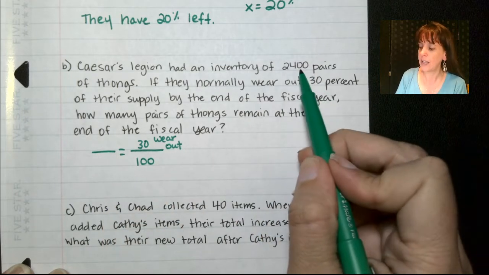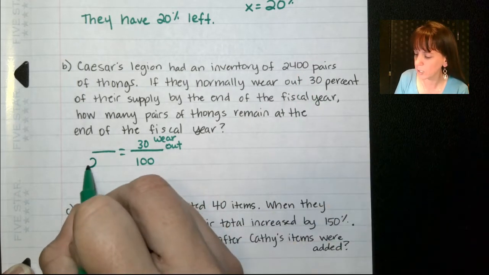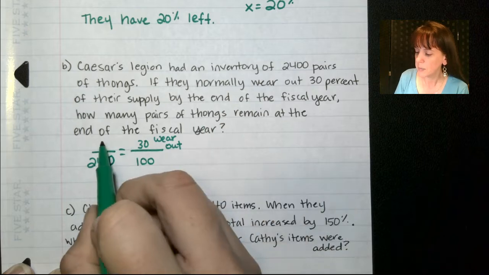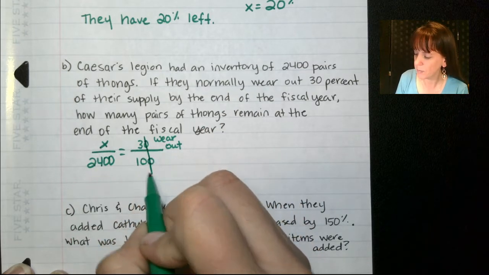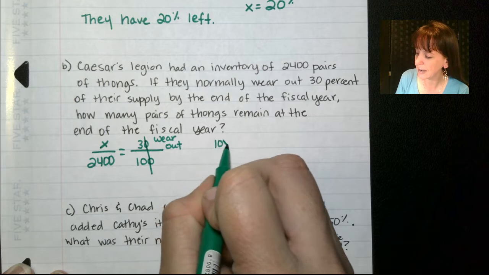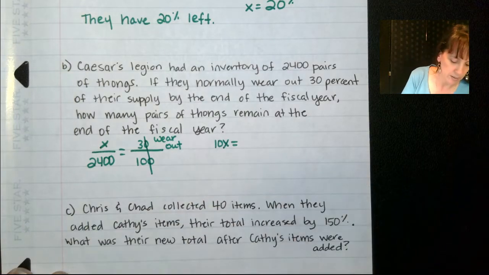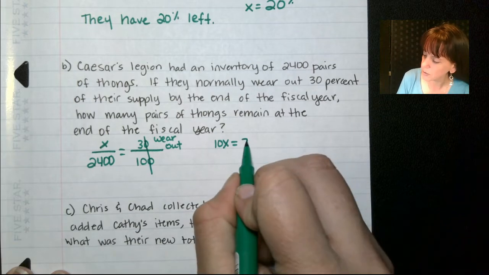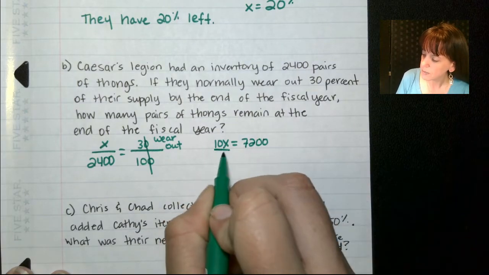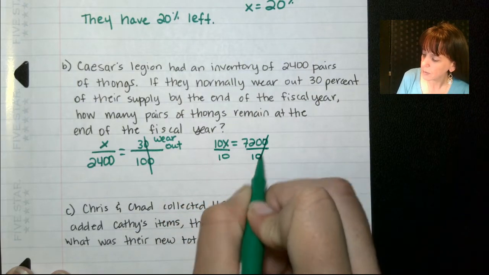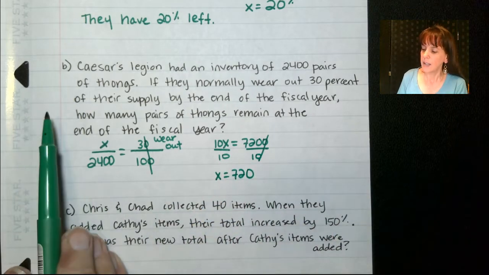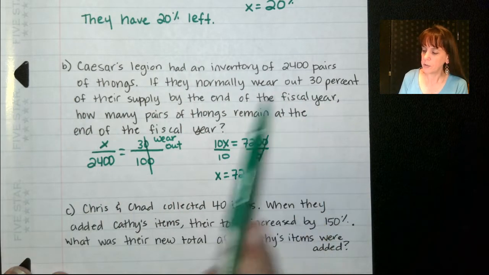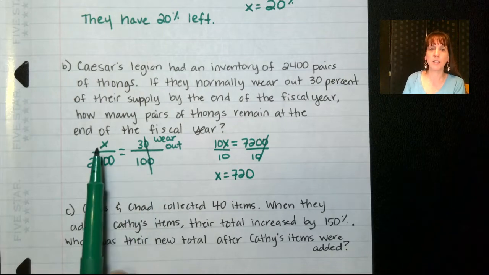Now, the total is 2,400, right? So I'm going to put an X here, and whatever I find here is the number that they wear out. So lop off my zeros, and I get 10x equals 3 times 2,400 to give me 7,200. Divided by 10, divided by 10. Lop off my zeros, I get x equals 720. Now, they normally wear out 30%. Remember, this is the number that they wear out.